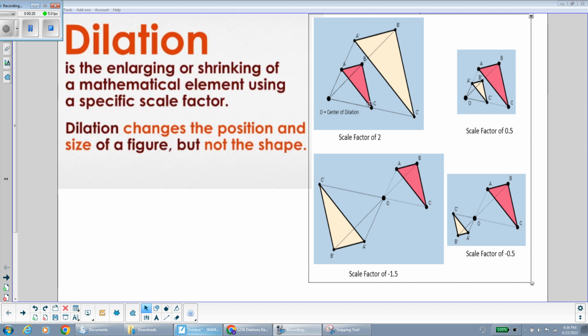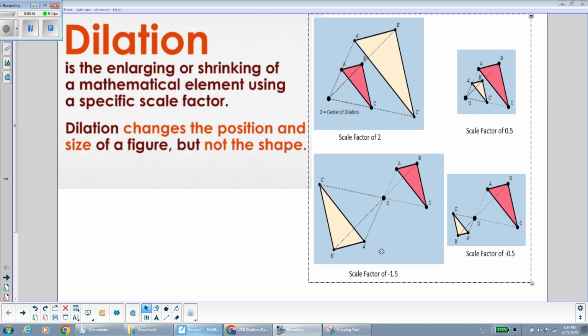As you can see here, if the scale factor is greater than 1, like 2, it will make the image bigger. Notice how the pre-image is triangle ABC, and the image is double the size of the original because the scale factor was 2. When we have a scale factor between 0 and 1, like 1/2, or 0.5, it makes the image smaller. So the triangle got half the size of the original.